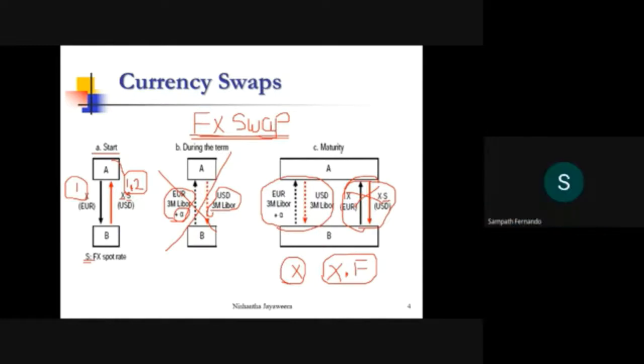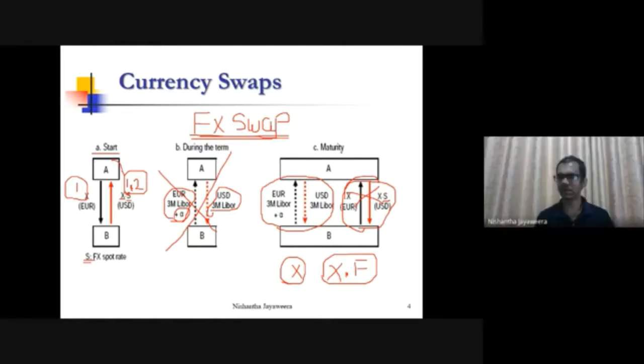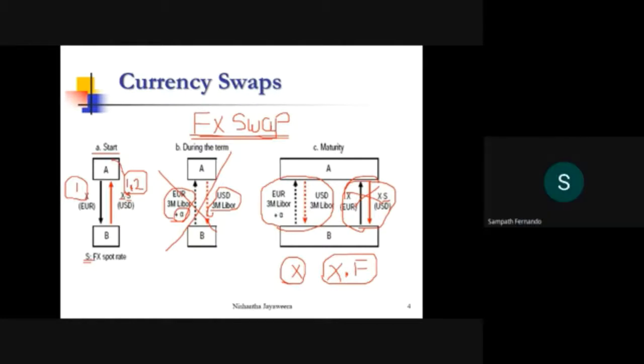Sir, I have some question. You said that it is not netted, no? So at the end, do we net that? I didn't get that. You say that it is not netted since it is foreign currency, two currencies, I know. Yes. But at the end, do we net that?